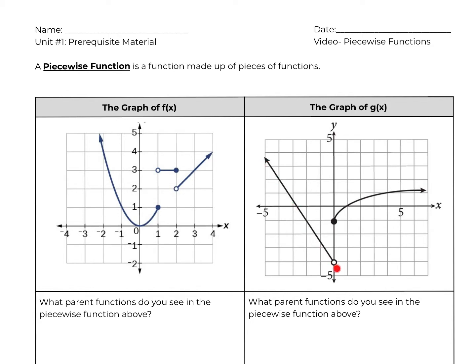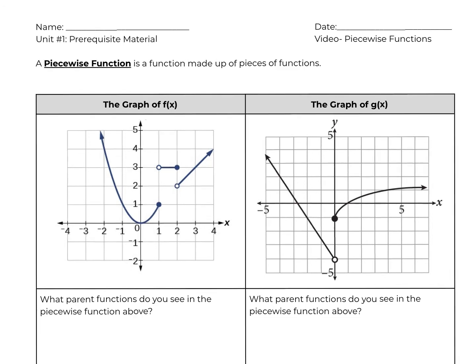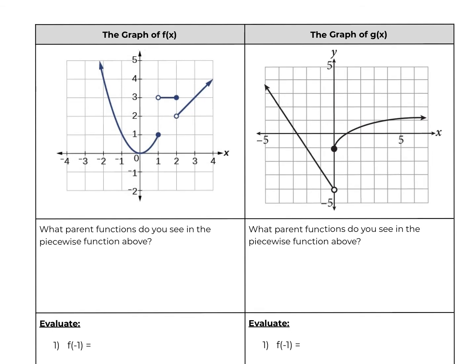This is a piece of a line, and this almost looks like a piece of a square root function. So these are two examples of what piecewise functions look like. So now let's take a look and answer the questions. So what parent functions do you see in the piecewise functions above? Well, we already answered that.